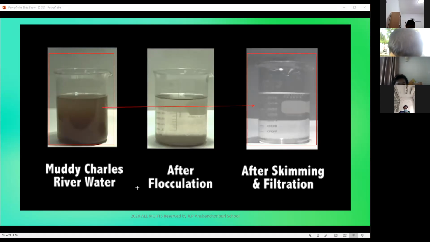What is the process? We use precipitation, and we can use skimming and filtration as well. Okay, so those are the things that I would like you to remember for our lesson this afternoon.